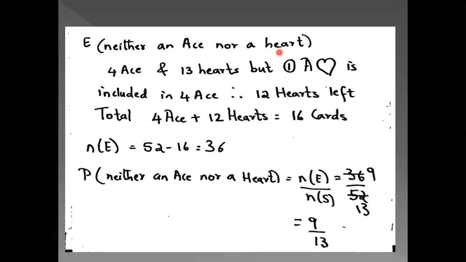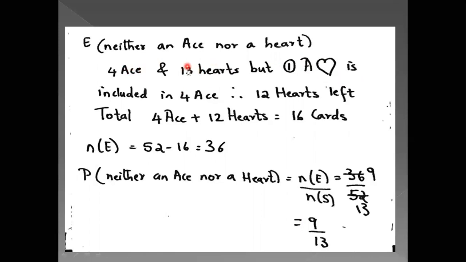Whenever not, neither, nor words come, you have to find out that many number of cards, the condition given, and you have to subtract it from the total number of cards. And whatever is the remaining, that becomes the event. So as you can see, there are 4 aces and 13 hearts. But in 13 hearts, 1 ace is there. Okay, 1 ace of heart I have shown.